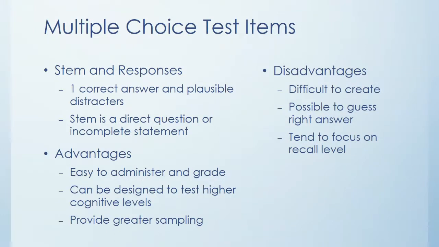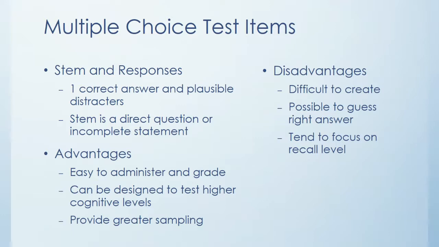All right, so we're going to talk about multiple choice test items. So a multiple choice item is made up of the stem, which is kind of the body of the question, and then the responses. So there should be obviously one correct answer, and then you have distractors. And the key thing with these distractors is they should be plausible.